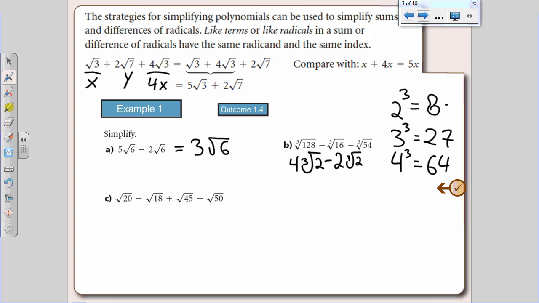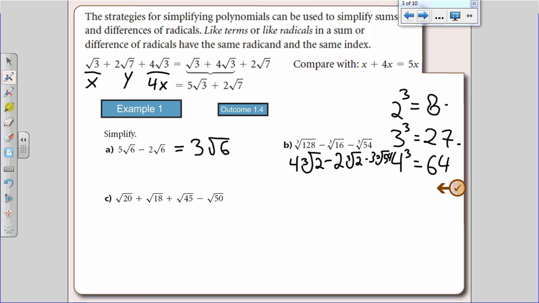The last one, 54, divisible by 27. 54 we're going to break up into 27 times 2. The cube root of 27 is 3. So this one is minus 3 cube root 2. Sorry, that gets messy. I put 54 in there. It should be 2.